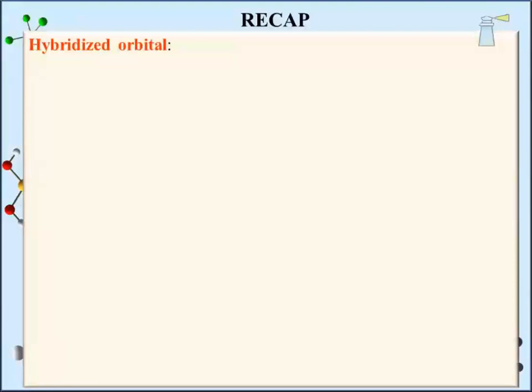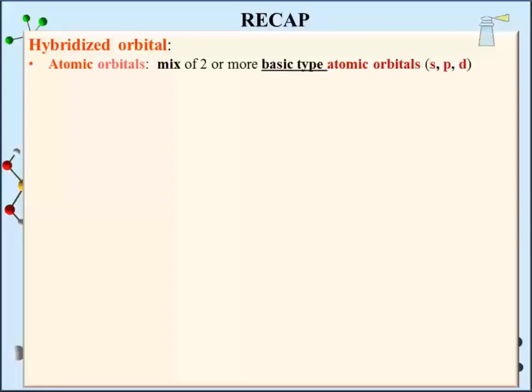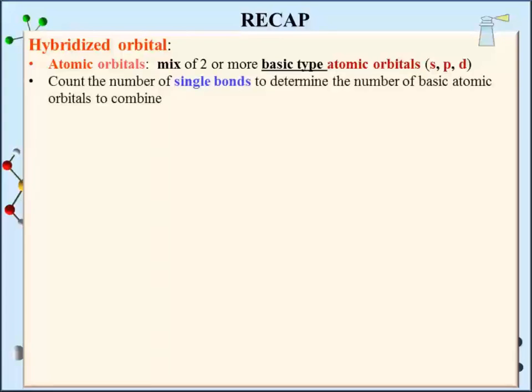Hybridized orbitals. This is a topic many students do not spend much time with. Know what is expected of you. Hybridized orbitals are atomic orbitals that are the mix of 2 or more basic types of atomic orbitals, with basic orbitals being s, p, or d orbitals. How does the student know which of the orbitals to mix together? Well, there is a rule of thumb that says count the number of single bonds on the central atom. That gives the number of basic atomic orbitals to combine. Keep in mind that these are valence electrons, and lowest energy orbitals are selected first.